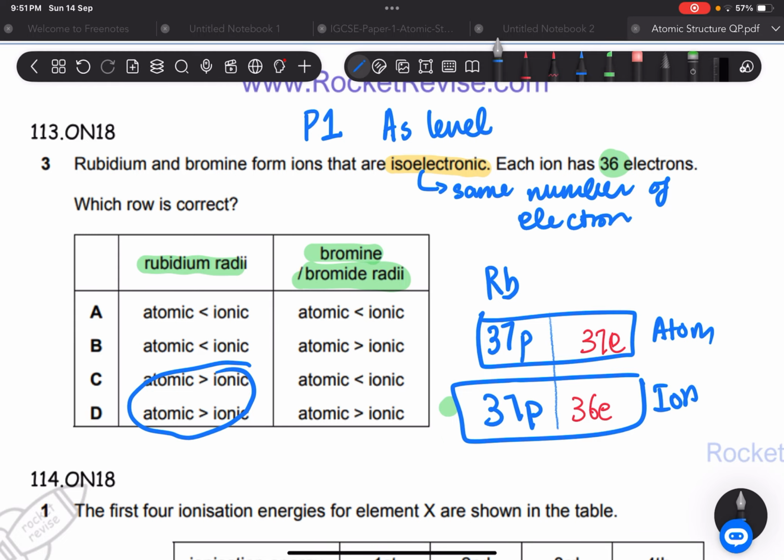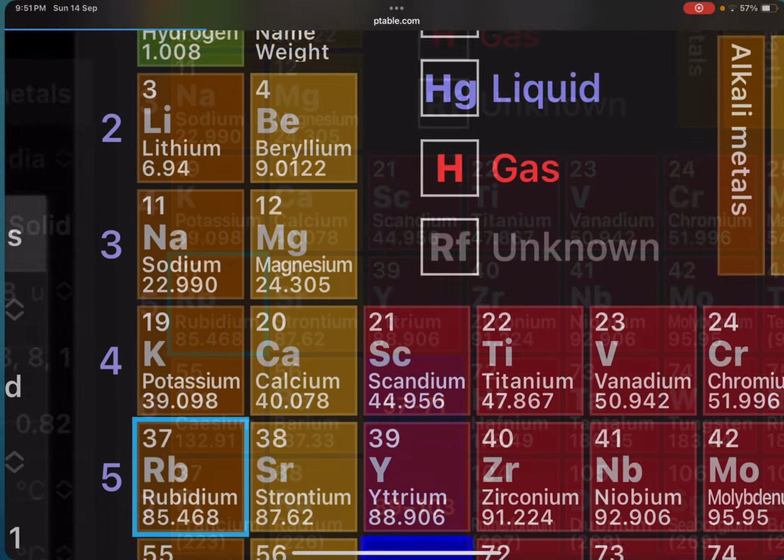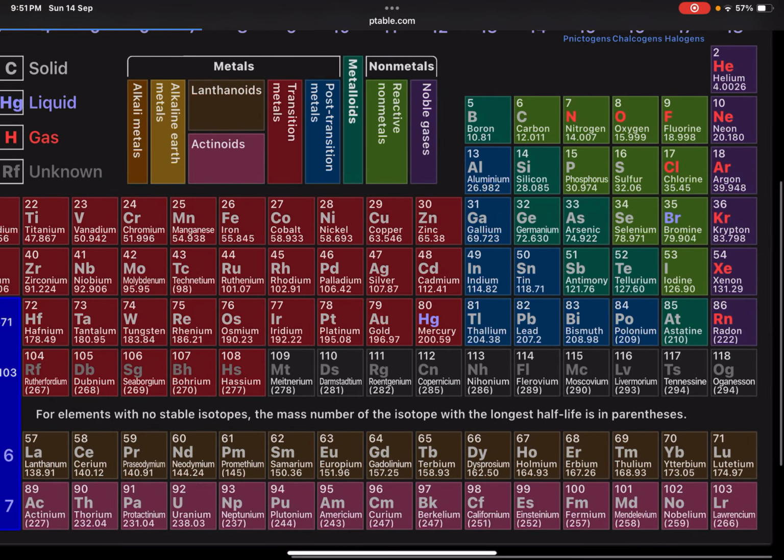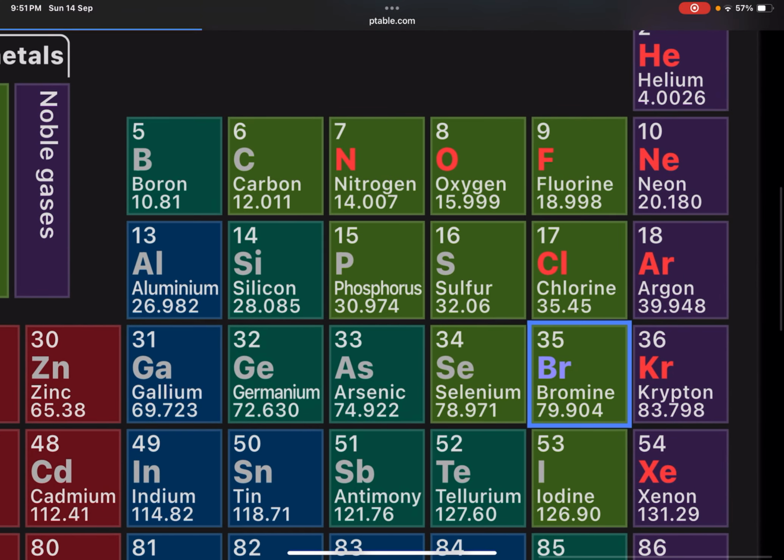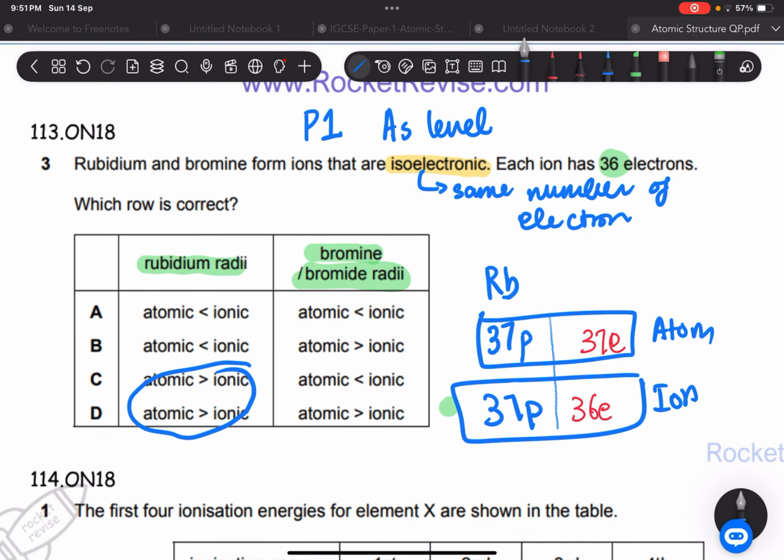For the bromide radii, this is bromine right here. This bromine has 35 protons. So for bromine, the proton number is going to be 35, and it's going to be 35 over here as well. The electron number in the bromine atom is also going to be 35 because the electron and the proton number in an atom are the same. But when it forms an ion, it's going to have 36 electrons. It's going to gain one electron.